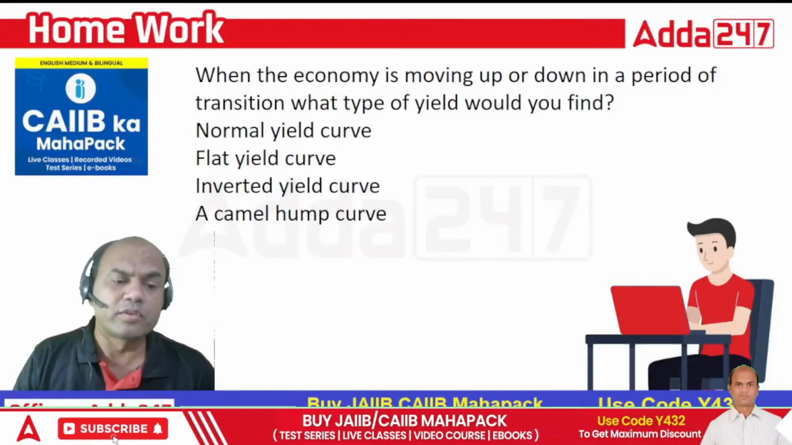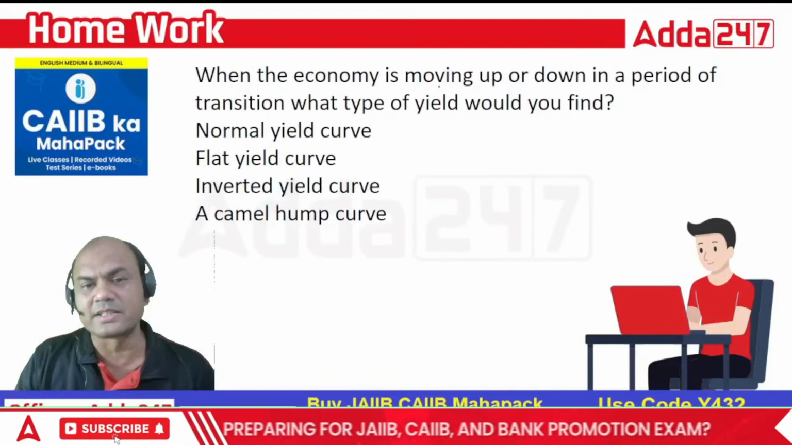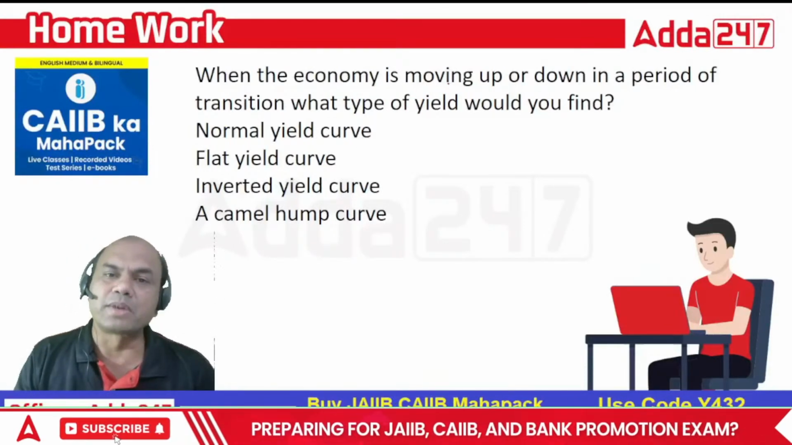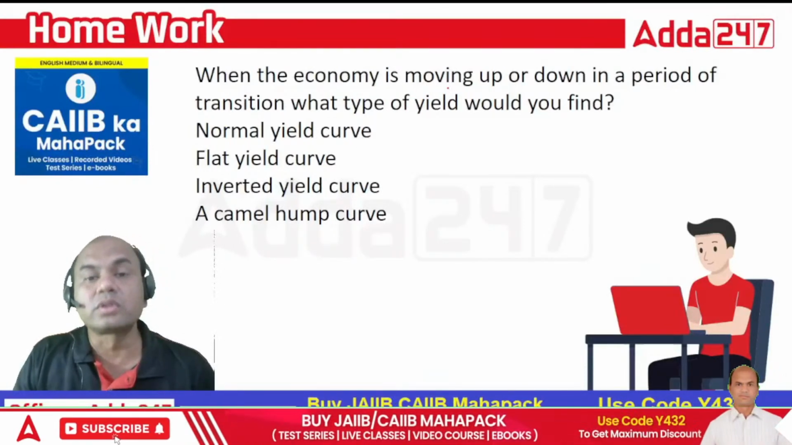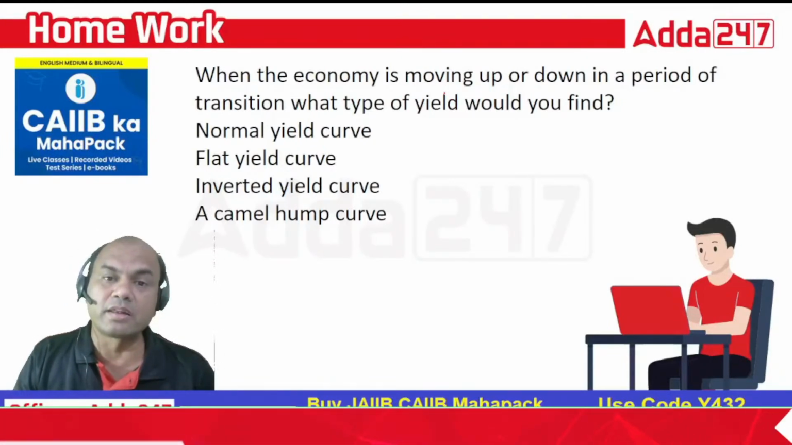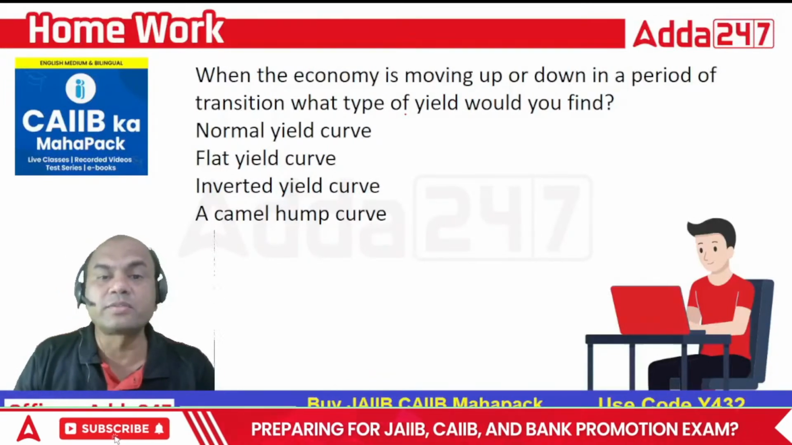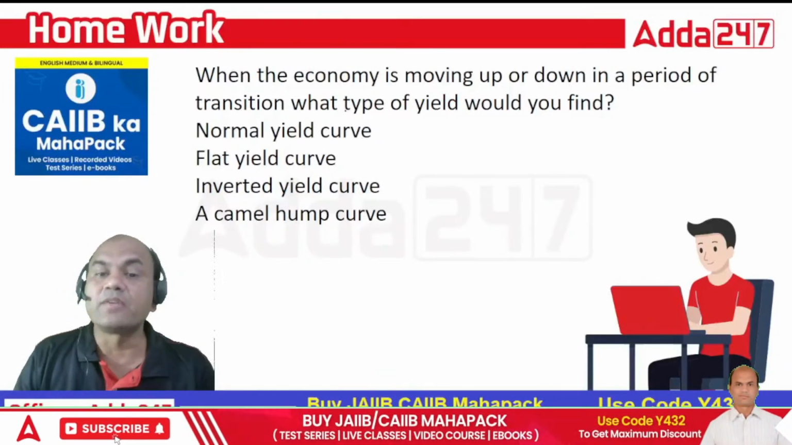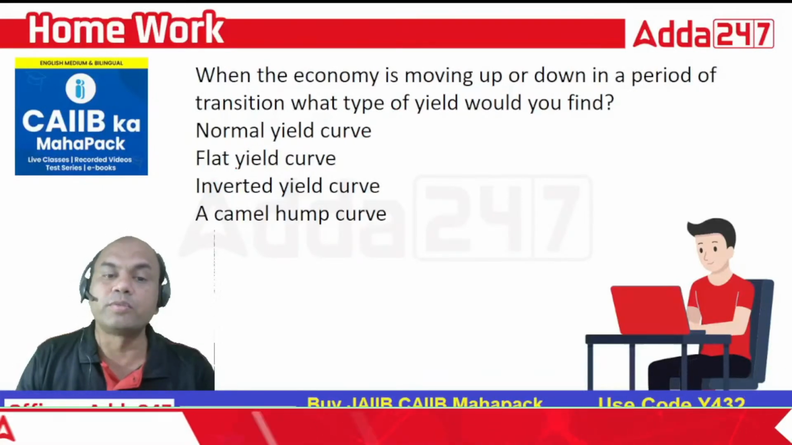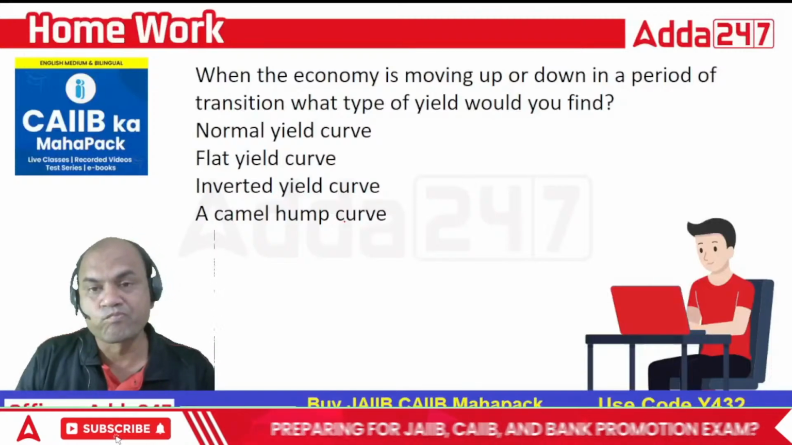So when the economy is in the transition phase, transition means what? It was in depression earlier, now it has gone to growth. Or it was in the boom period earlier, now it has gone to depression. So in such cases, when the economy shifts its gear, which type of yield curve will we see? Normal one, or flat one, or inverted one, or camel hump?